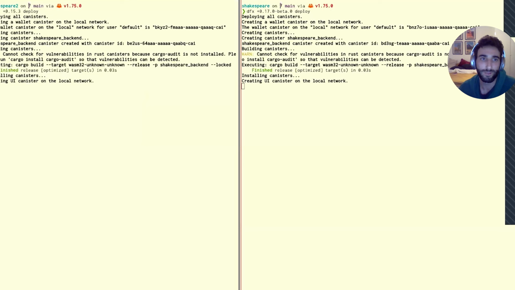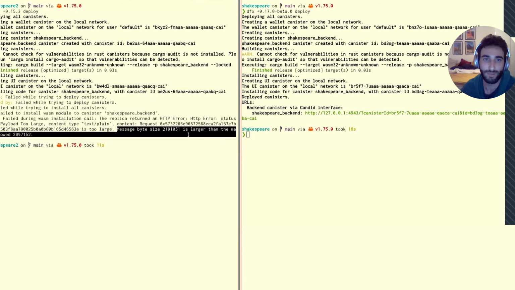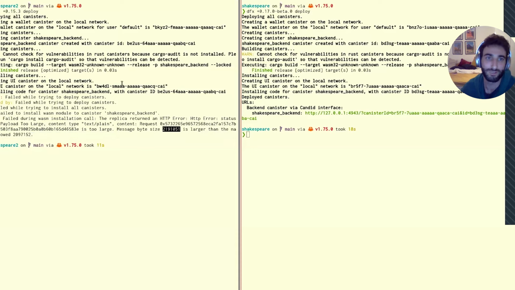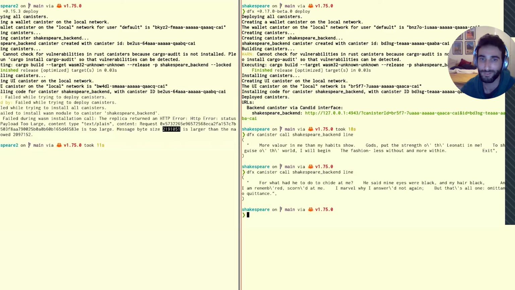So in both cases, it creates the canister and then tries to do the deploy. On the left with the older version, this is the problem we see. At the end here, it says the message byte size is larger than the maximum allowed. Our messages are only allowed to be 2 megabytes, and an install code message that contains this entire canister, even when gzipped, is a little bit over 2 megabytes. But on the right-hand side, everything just works fine. You don't have to do anything special. I can just call it to demonstrate that it's working. I get some random lines. So that's how it works. You just do a normal DFX deploy with the latest version.